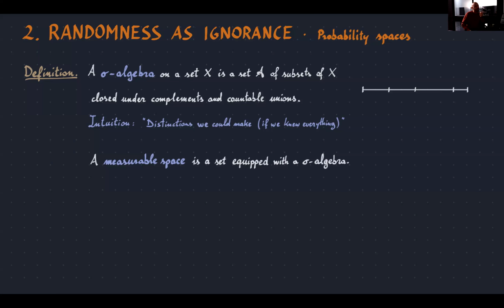It's really, you want to make a distinction. It's a bit like when you have a subobject classifier, you want to pick a subobject. You want to say here true, here false. Okay? And so a measurable space is a set with a sigma-algebra.